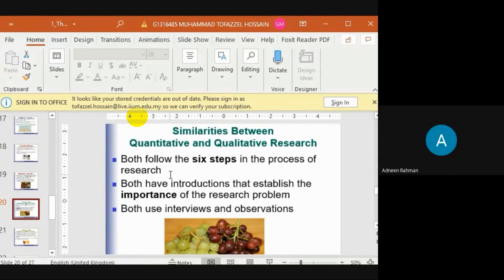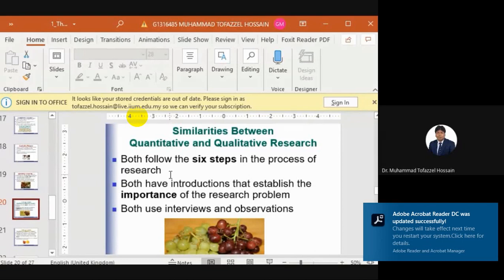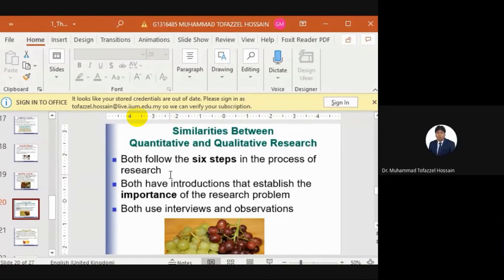The steps are: first, identifying the research problem; then reviewing the literature; then specifying the purpose, the research questions; then collecting data; then interpreting data, which means analysis and interpretation; and finally the discussion, conclusion, and evaluation, or writing the report. These are the 6 steps, or 6 stages.